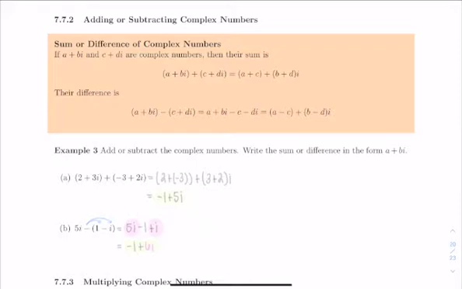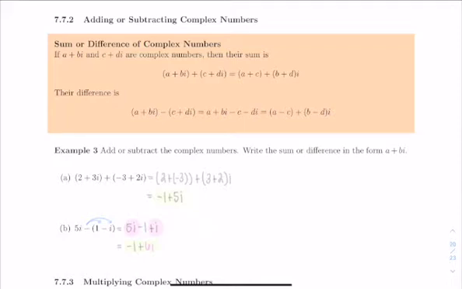Their difference, a plus bi minus c plus di, turns into a plus bi minus c minus di, or a minus c plus b minus d times i. So let's go ahead and add or subtract the complex numbers. We want to always make sure we write this in the form a plus bi. So always write your imaginary part second.